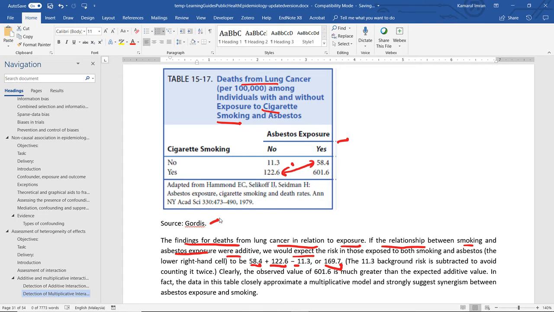But if you look here, the value is 601.6, which is much greater than the expected additive value. So this is an example of multiplicative interaction, okay, which strongly suggests synergism between asbestos exposure and smoking.